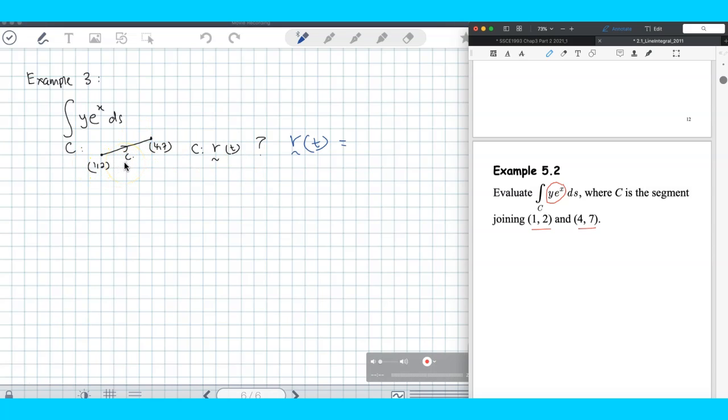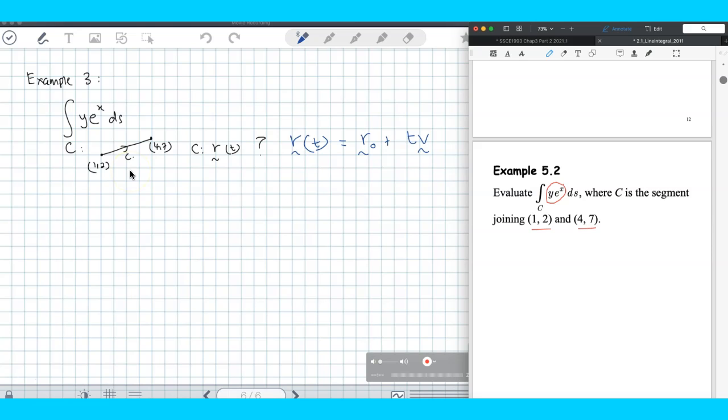You have to apply this formula, r0 plus tv. So r0 is a position vector, and v is a vector parallel to this line. You must have these two pieces of information, the position vector and the vector parallel to this line. And t is the parameter t. Because you want the parametric equation, your equation must contain the parameter t. Now what is r0?